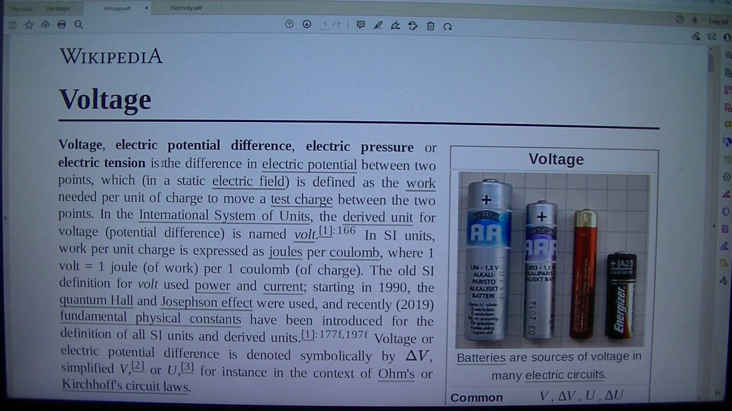Voltage, electric potential difference. Electric pressure or electric tension is the difference in electric potential between two points, which, in a static electric field, is defined as the work needed per unit of charge to move a test charge between the two points. In the International System of Units, the derived unit for voltage, potential difference, is named volt.